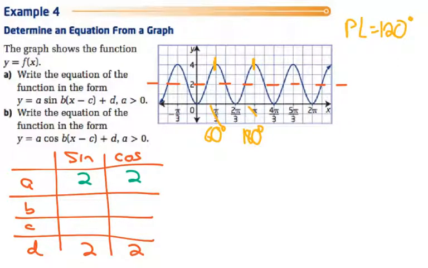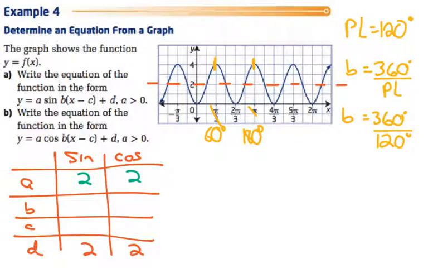Now B is not 120, but we can calculate B from this. What we know is that B equals 360 divided by the period length, 360 being the standard period length of a sine or a cosine. So then B is 360 over 120, and that's 3. And again, B is independent whether or not we're looking at this as a sine or a cosine.